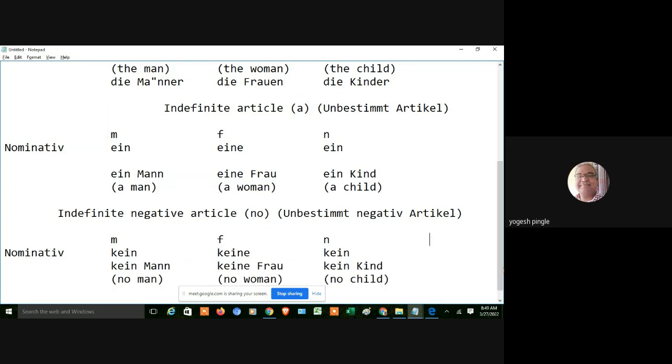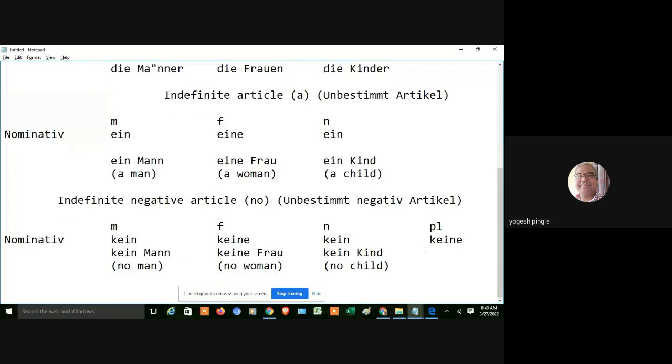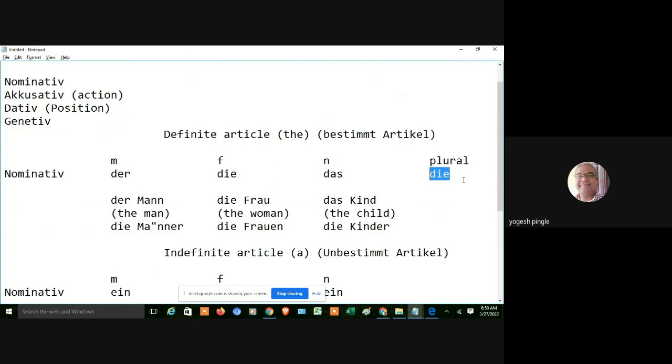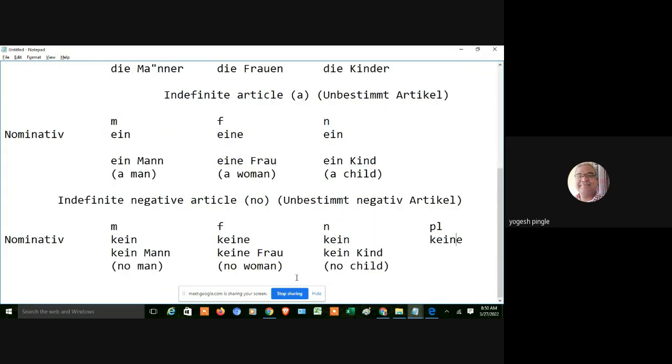Obviously, here we have got the plural form as well, right? There is a plural form too. So here it is keine, it is the plural form of this. If I want to say no men, I have to say keine Männer. No women, keine Frauen. No children, right? Keine Kinder. Okay, so always we have to see keine. Here it is also, how is it here? Die. So die Männer, die Frauen, die Kinder. So like that. Keine Männer, keine Frauen, keine Kinder, like that. Okay, and here it is kein Mann, keine Frau, kein Kind.